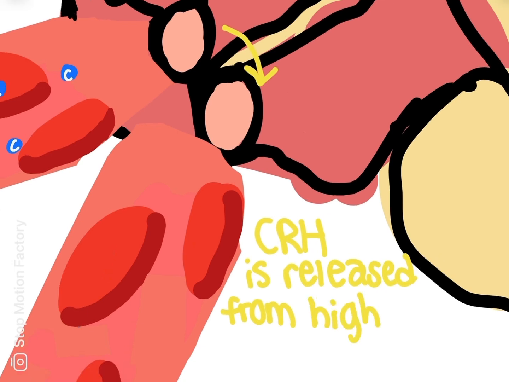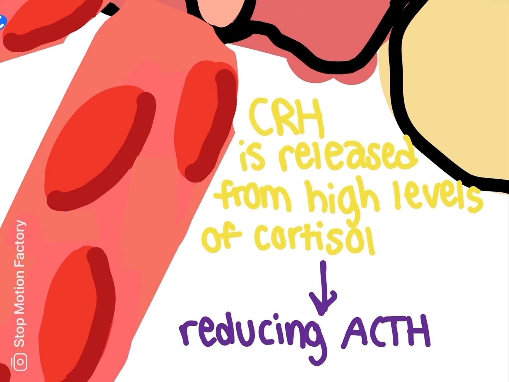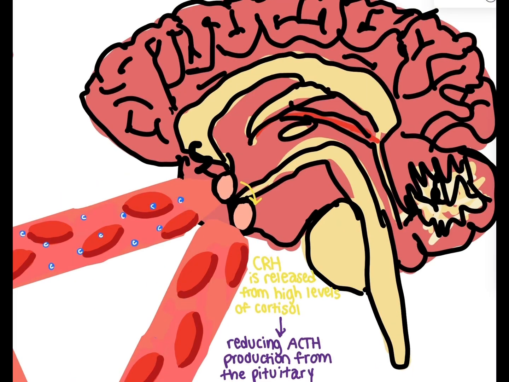To maintain balance, cortisol participates in a negative feedback loop. It signals the hypothalamus and anterior pituitary gland to reduce CRH production when cortisol levels are high. This decrease in CRH reduces ACTH production from the anterior pituitary gland, ensuring that cortisol levels return to normal. This feedback mechanism is essential for maintaining homeostasis.